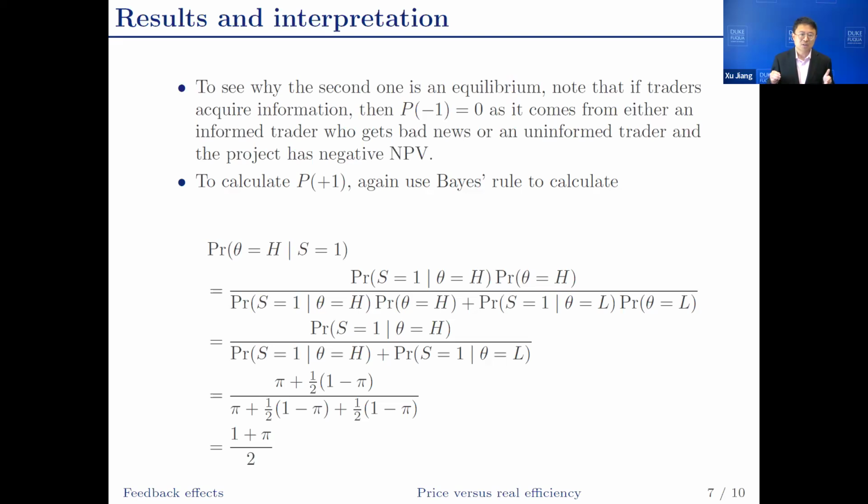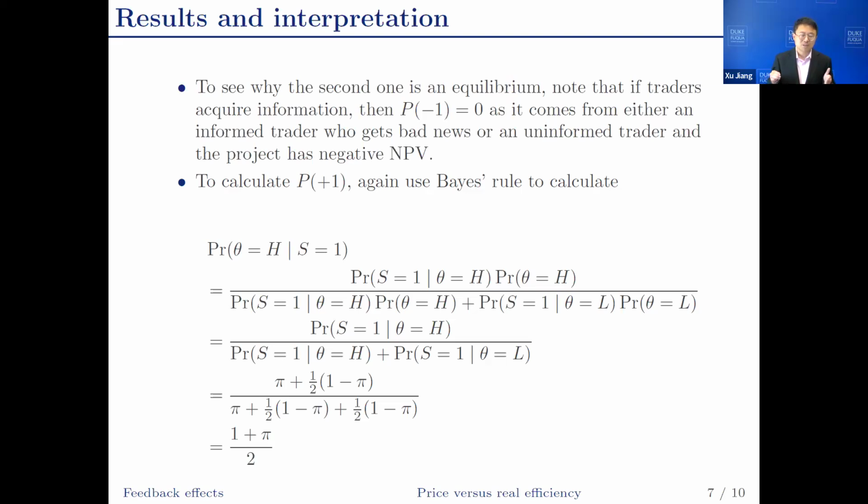The first case is the informed trader is present. The informed trader observes theta equals H, and of course, it's going to trade one share. That happens with probability pi. The second case is there is an uninformed trader. An uninformed trader randomly chooses S equals 1. The probability of the second case is the probability that the uninformed trader is present, 1 minus pi, times the probability that the uninformed trader randomly chooses S equals 1, and that happens with probability 1/2. So that's why the probability of the second case is 1/2 times (1 minus pi).